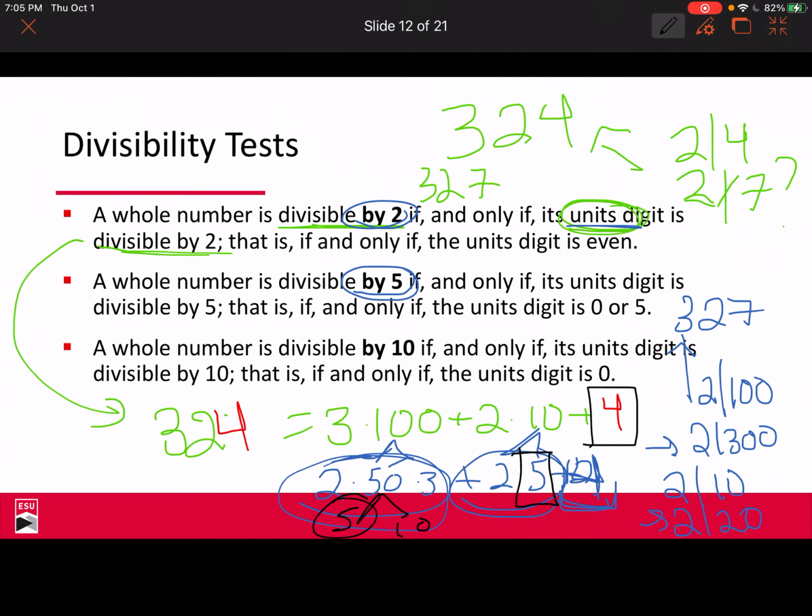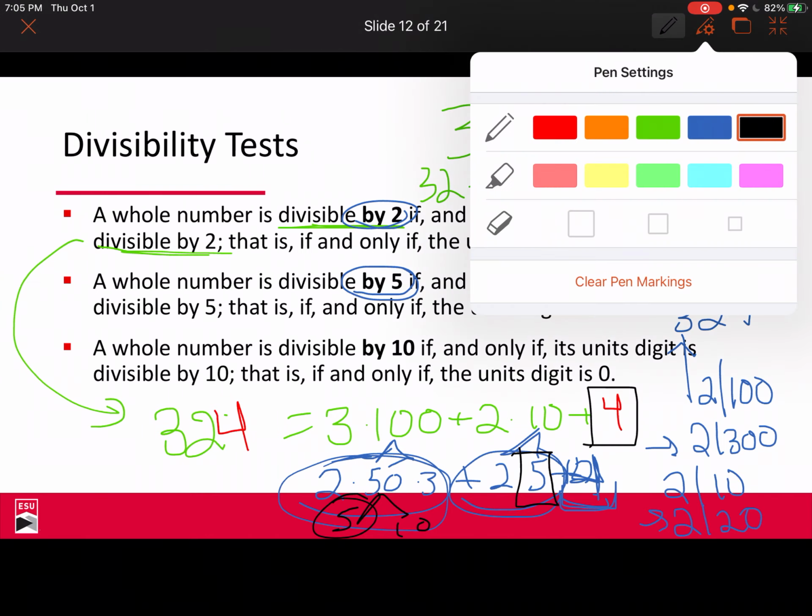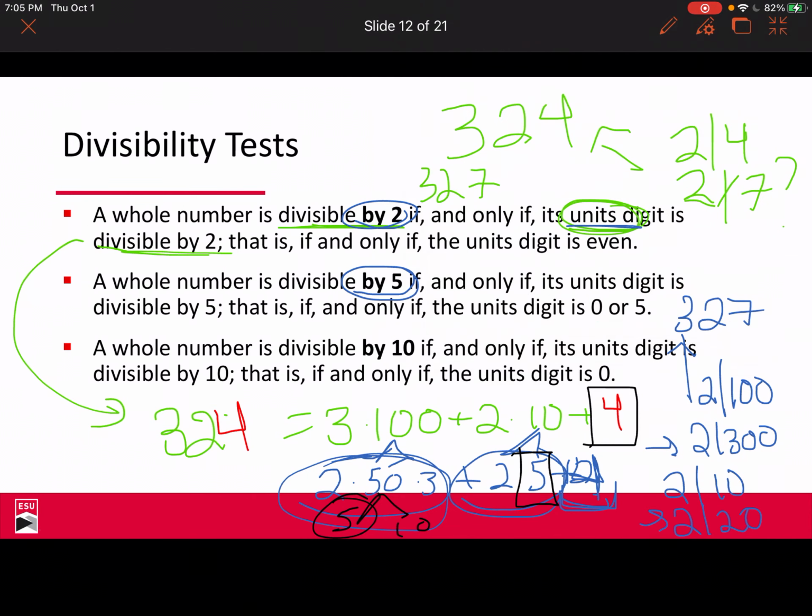And if we're looking at divisible by 10, well, let me pick a third color. Oh, I already used blue. There's a 10 here. There's a 10 inside that 100. And so we just need that 10 divides the units digit. Well, the only units digit that 10 can divide is 0. And so that's why we have divisible by 2 if the units digit is divisible by 2, divisible by 5 if the units digit is divisible by 5, so that's 0 or 5, and divisible by 10 if the units digit is 0.